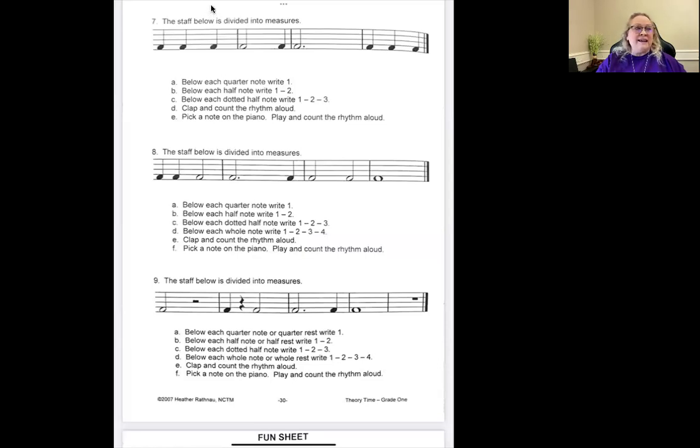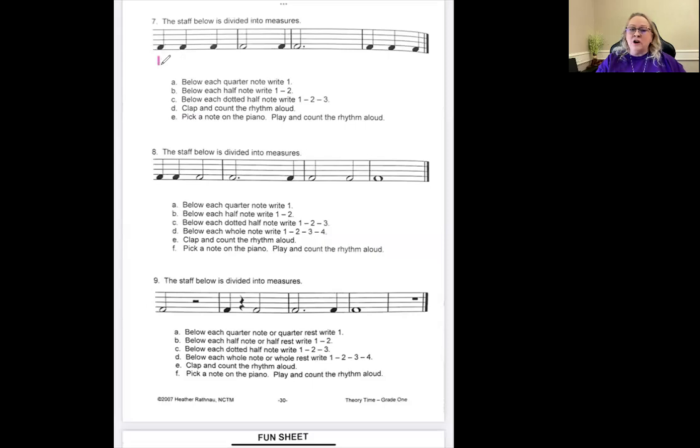Okay, so the beginning says question number 7. It says the staff below is divided into measures. Remember, a measure is that section of music. Bar lines divide our music into measures, so it helps organize our music. Okay, A says below each quarter note write a 1.